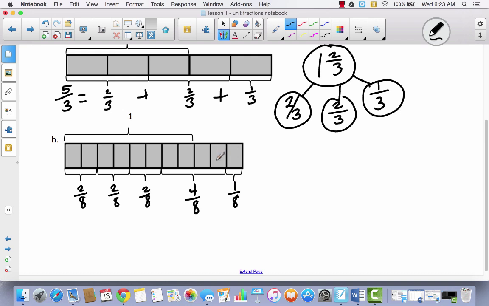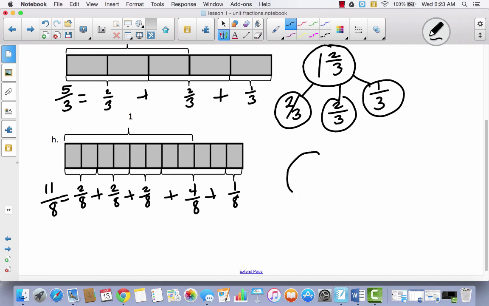So I've got 1, 2, 3, 4, 5, 6, 7, 8, 9, 10, 11/8. So 11/8 equals 2/8 plus 2/8 plus 2/8 plus 4/8 plus 1/8.